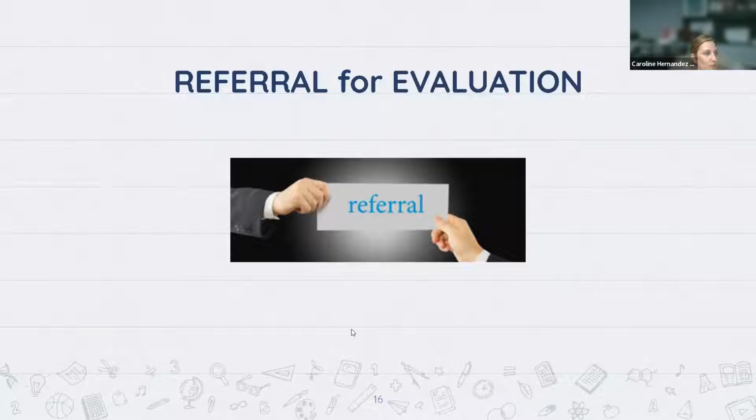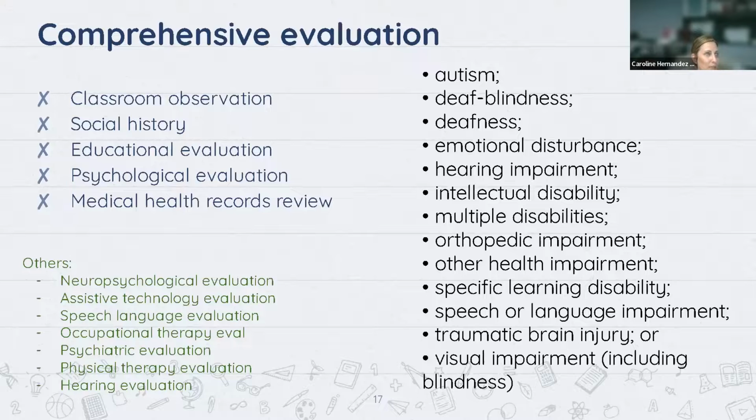So when we have exhausted all of our options within the general education setting, we have gone through the MTSS process, we have utilized academic intervention services, and the child is still not responding to the interventions that we put in place, there may be a consideration for a referral for evaluation to the Committee on Special Education. So what does that even mean? A full and comprehensive evaluation is often what it's called, will include 5 basic components.